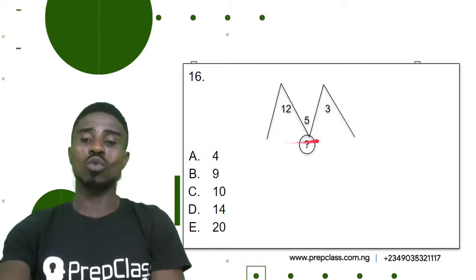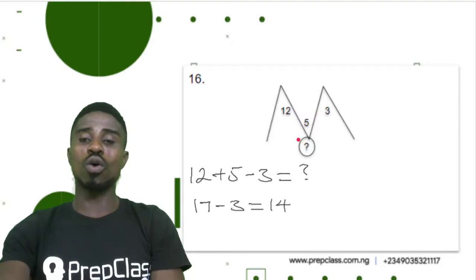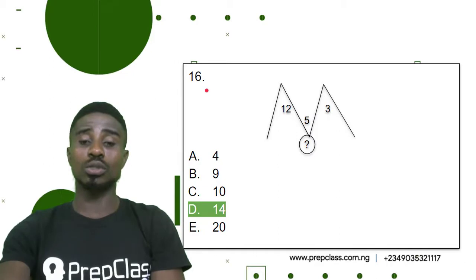Question 16, we've been asked to find what should be here. Let's see how to get it done. So we know from the understanding we gained from the sample, it is 12 plus 5 minus 3 that will give us what should be here. So 12 plus 5 is 17. 17 minus 3 is equal to 14. So the correct answer that should be here is 14. Let's check it out. Question 16, option D, 14 is our correct answer. Let's look at the next question.